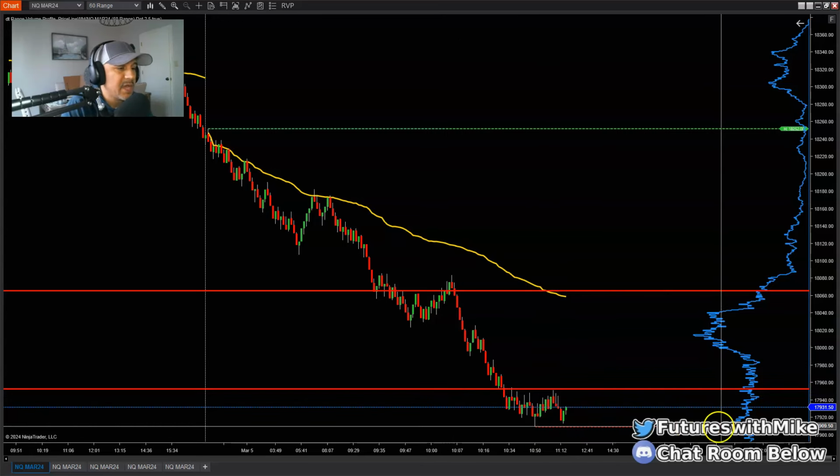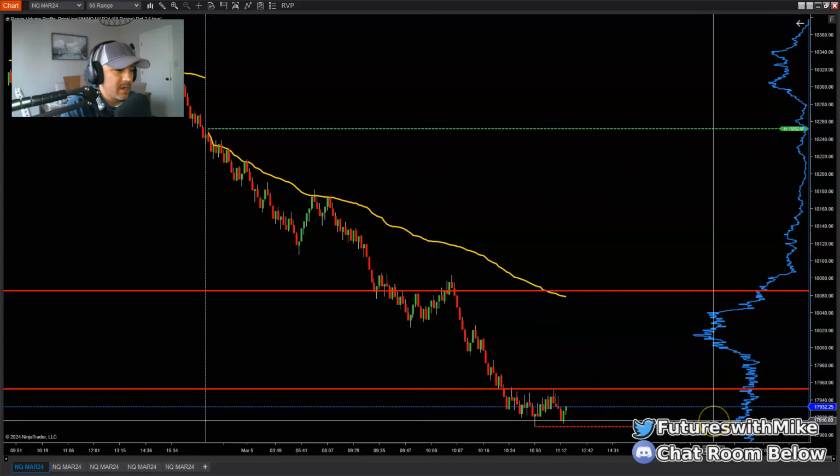So now what it's doing is moving sideways at this high volume area. So be careful. But I'm going to wrap it up because I'm done for today.